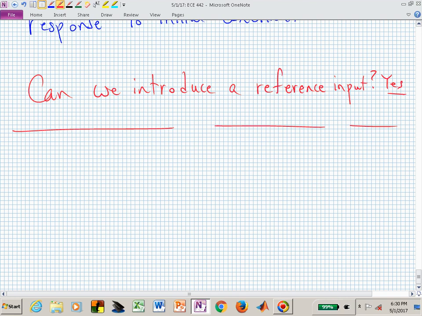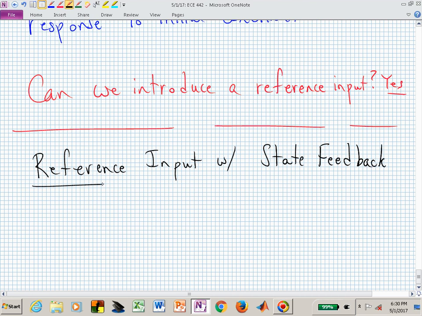And it's going to be used for tracking. We are now going to bump up our strategies in state space controller design to move a little bit beyond just having full state feedback and introduce a reference input so we can have tracking available. This is now reference input with state feedback.